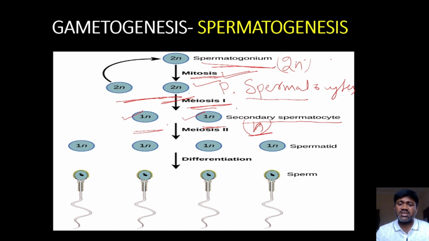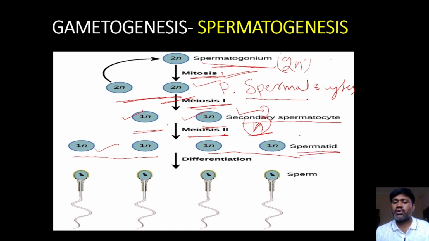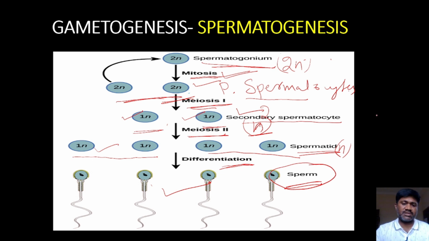Then each secondary spermatocyte undergoes meiosis 2. From each secondary spermatocyte we get 2 cells, so from 2 secondary spermatocytes we get 4 spermatids. How many spermatids? 4 spermatids. These spermatids are also haploid in condition. Then these spermatids differentiate and mature into sperm cells. Then they are called spermatozoa or sperm cells. This process occurs in spermatogenesis.